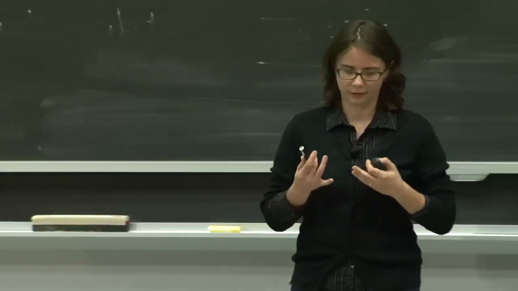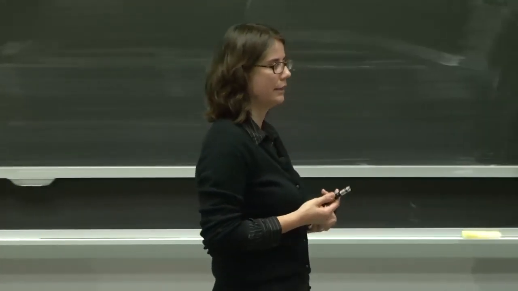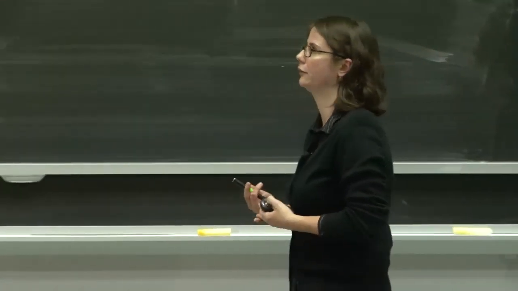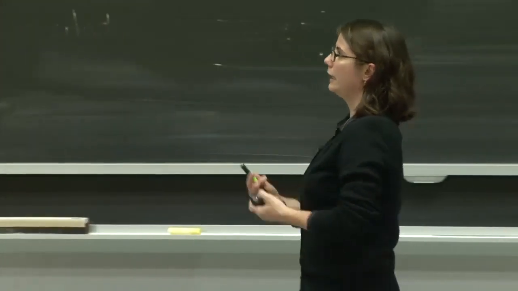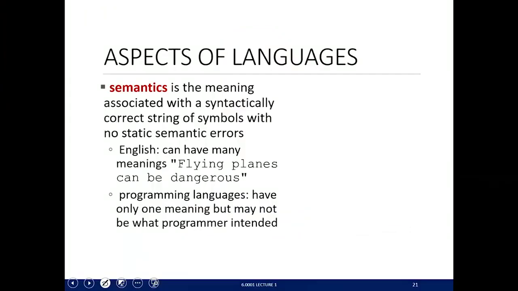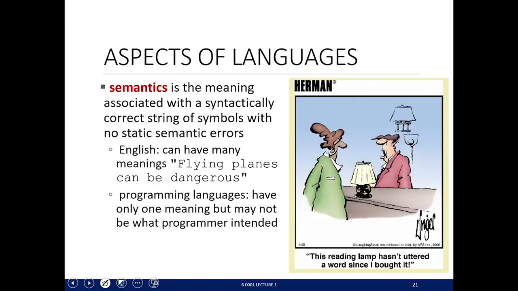So once you have created these expressions that are syntactically correct and static semantically correct, in English, for example, you think about the semantics. So what's the meaning of the phrase? And in English, you can actually have more than one meaning to an entire phrase. Okay? So in this case, flying planes can be dangerous can have two meanings. It's the act of flying a plane is dangerous, or the plane that is in the air is dangerous, right? And this might be a cuter example. This reading lamp hasn't uttered a word since I bought it. What's going on, right? So that has two meanings. It's playing on the word reading lamp.